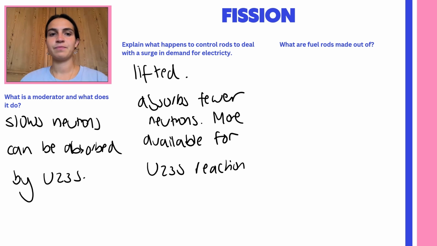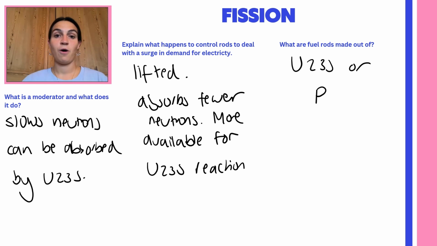Okay, what are fuel rods made out of? So either uranium-235, or plutonium is another source of fuel as well, in case they ask you.